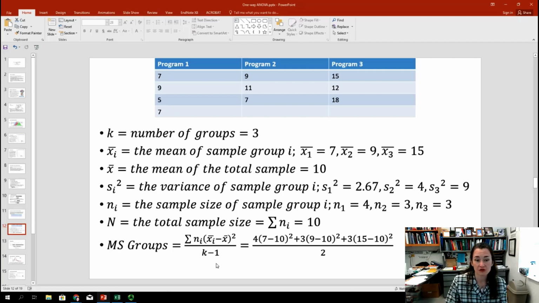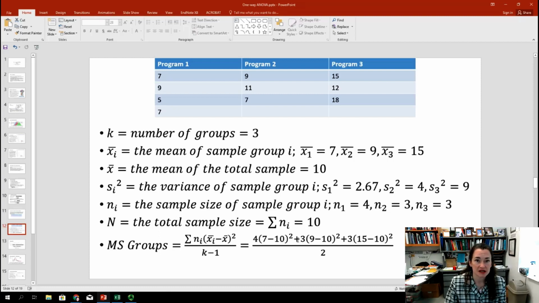So now we can go through and we can see how we would plug into these formulae. So for example, MS groups here, that's the sum over n sub i times quantity x_i bar minus x bar, squared, divided by k minus 1. So to plug in for that, looking at group 1, it has 4 constituents, and n1 is 4. And then it would be 7 minus 10 squared. The 7 comes from the mean for group 1, and the 10 comes from the average for all the groups, and then you square it.